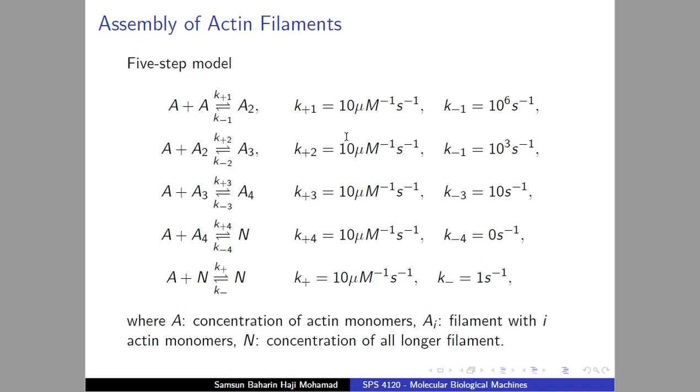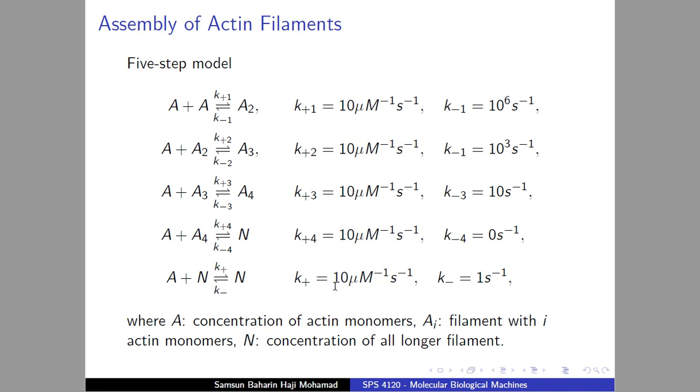Here you can see that the rate constant is 10 micromolar per second, and the rate of dissociation is 10 to the power of 6 micromolar per second. Here we can see T minus 4, 0.7. So it is easier for this reaction from A4 becoming A plus A3 back, but when it becomes A plus A4 equal to N, you can see that all are moving from the left to the right.